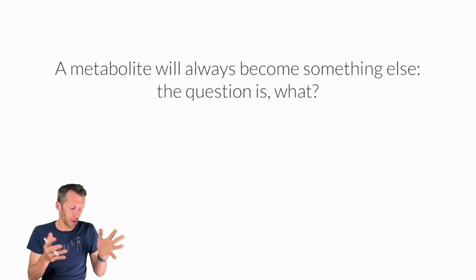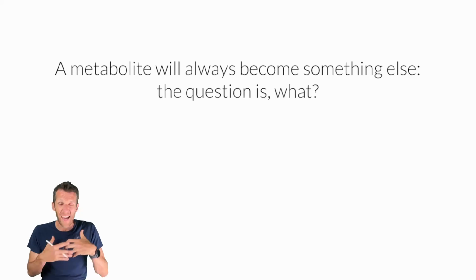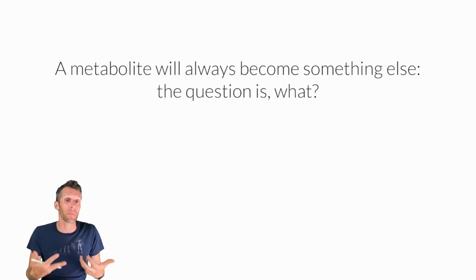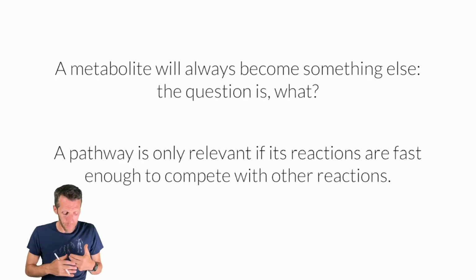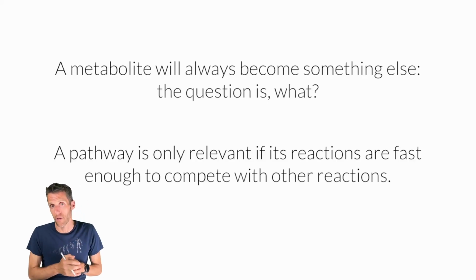Another way you can say this is a metabolite in a cell, because this is out of equilibrium, is always equilibrating, it is always going to become something else. The question is, what will that metabolite become? And a particular pathway, a place that this metabolite can go, is only relevant if the reactions it does are fast enough to compete with other reactions.